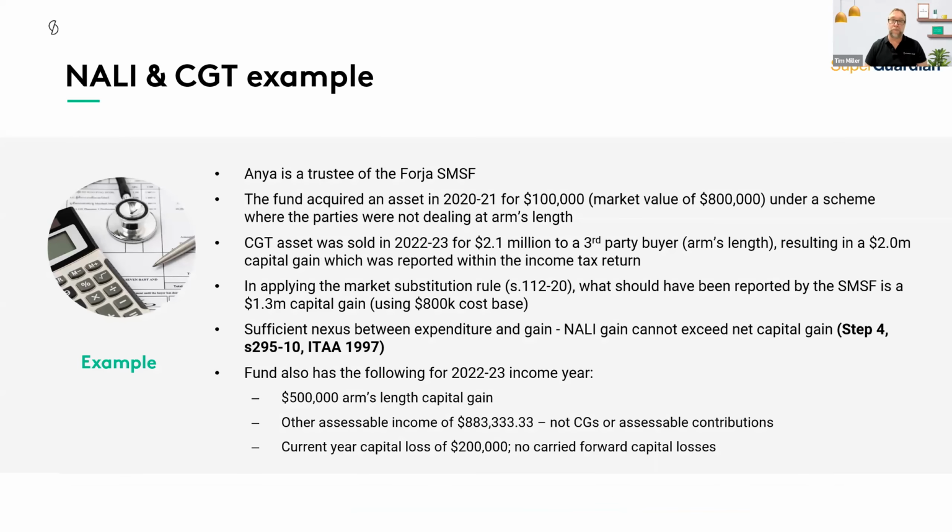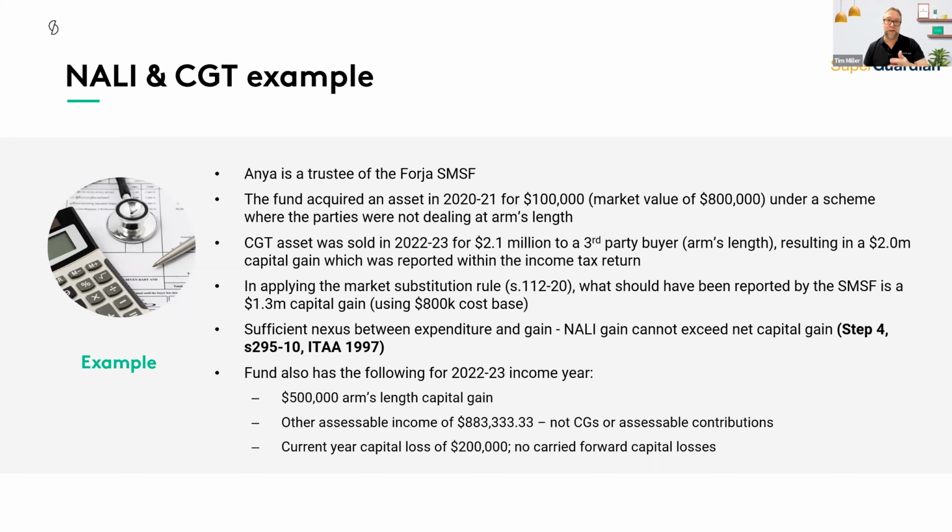And so if we look at the example that is provided in that tax determination, it talks about Anya. She's the trustee of the Forger SMSF. The fund acquires an asset in the 2021 year for 100,000, with a market value of 800,000. Okay, so this is for the example's sake. Again, I'll get off the bandwagon of saying let's make sure we do the right thing here, but let's assume that an asset is tarnished with non-arm's length expenditure, right? So whether it's from an acquisition point of view, or the asset is a property and it's been tarnished because of renovations or something else done.